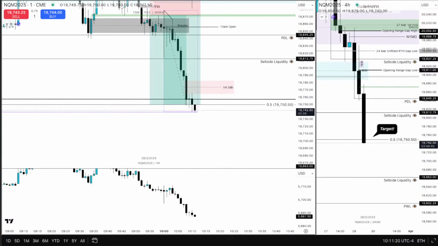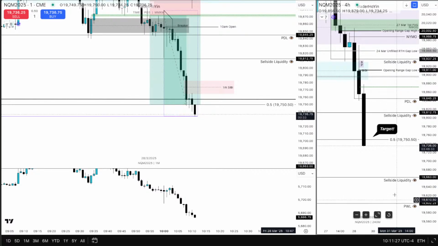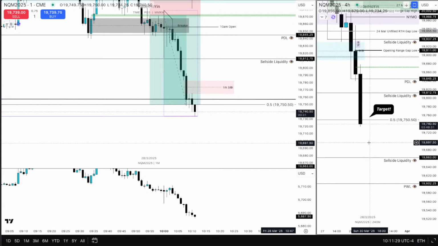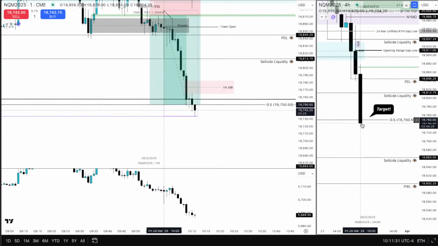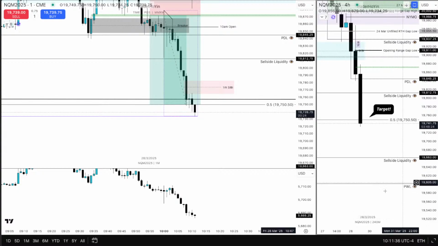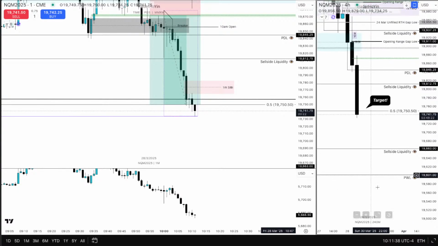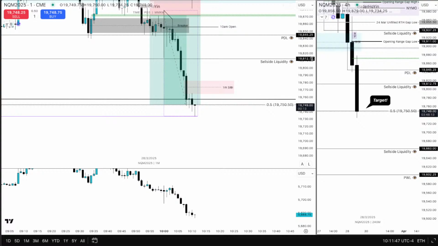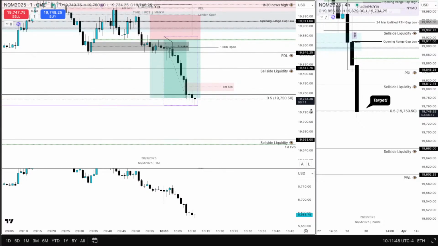Even at 19,600, yeah, if price is aggressively dropping lower, take out the previous weekly low. Yes, because it's a weekly level, you can look for a long there. At least it will trace back up to this midpoint of this range, the 9:30 range.